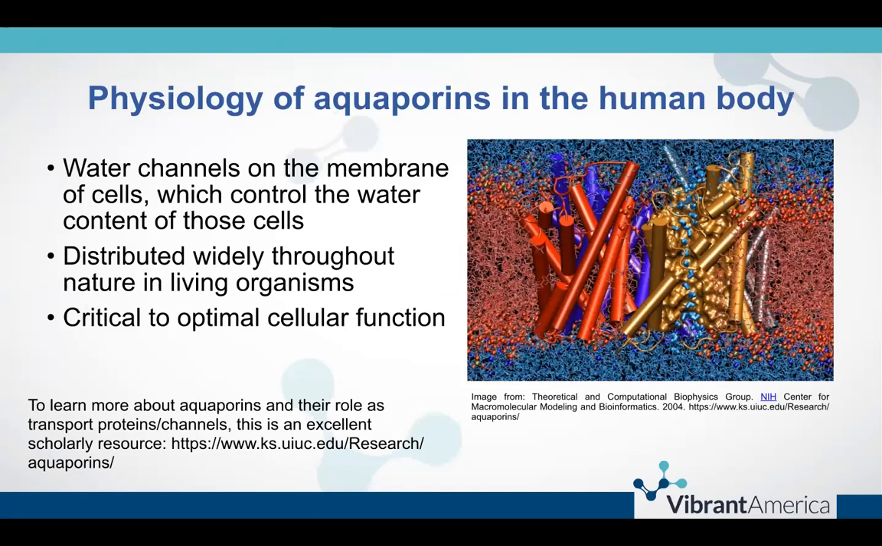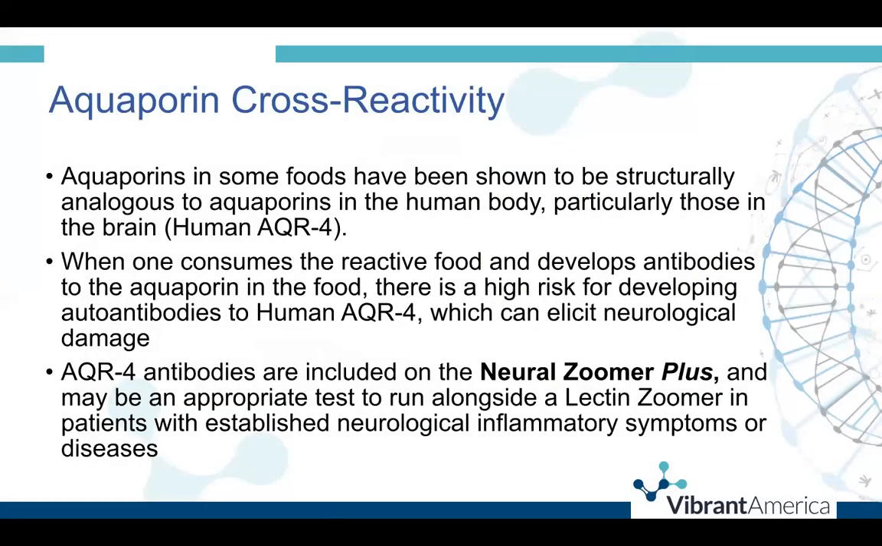So these water channels basically control the water content of cells. They allow solutes and fluids to go in and out of the cell in a kind of organized manner. They are distributed widely throughout nature in all living organisms. So plants and animals have these, and they're critical to optimal cellular function. So you can see that if we don't have optimally functioning water channels, these aquaporins on our cells, if perhaps we're making antibodies to them, we could have cell death or destruction or dysfunction that could lead to symptoms of some sort, depending on which cell is being affected.